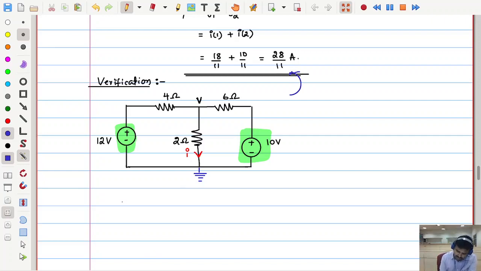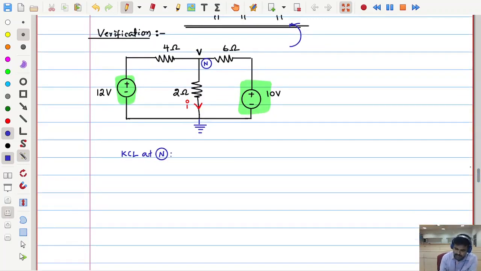Let us see that. So KCL at node n. This is nodal analysis. Now how can I write KCL at node V? This node voltage is V, the other side is 12. So (V minus 12) by 4 is this branch current. Next, (V minus 0) by 2 is the middle branch current, and the end branch is (V minus 10) by 6, equal to 0. How much is V?